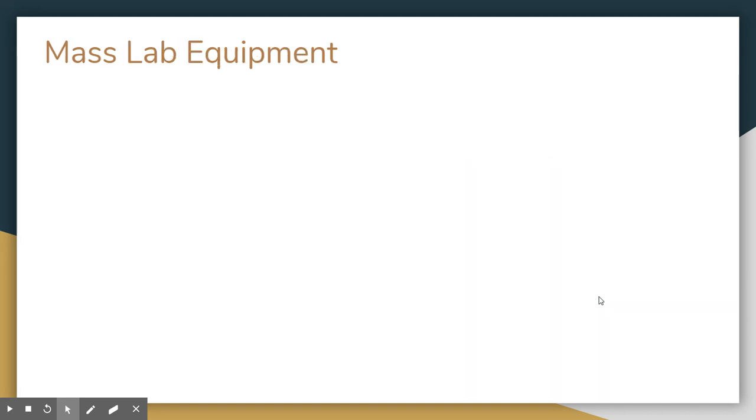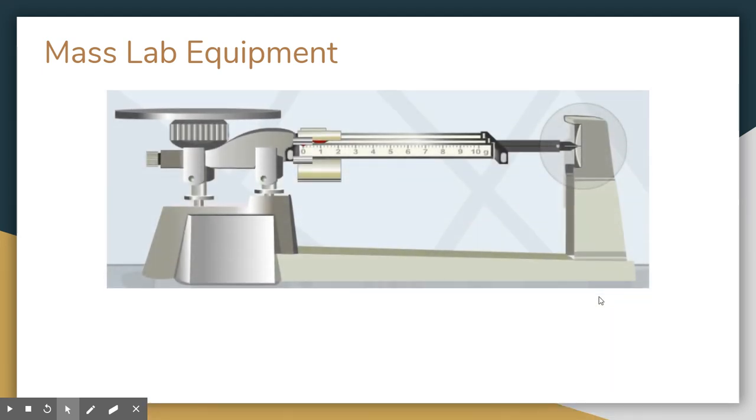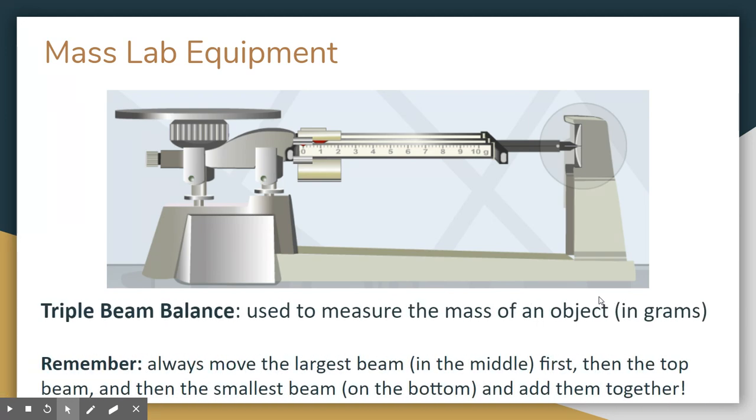So, what is the mass lab equipment? There's only one big thing. It's this guy right here. And again, I took this from Gizmos because you're going to complete another Gizmos today. This is called the triple beam balance. Okay, it's used to measure the mass of an object. In a minute, you'll see why it's called triple beam.